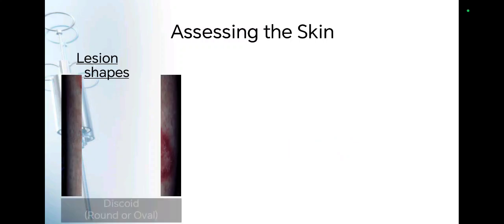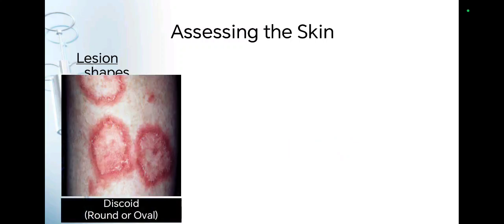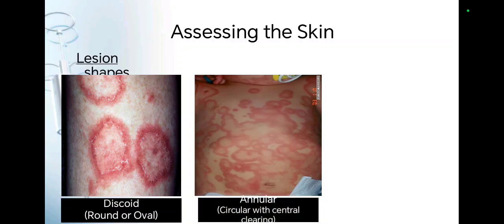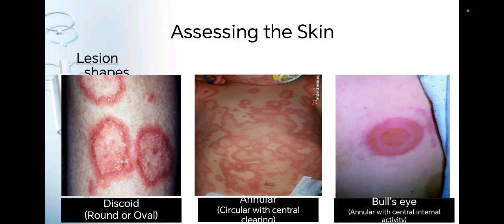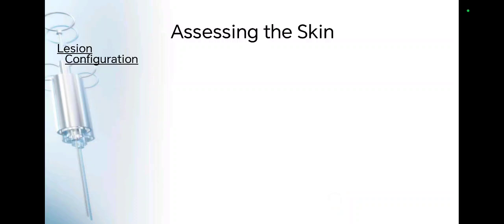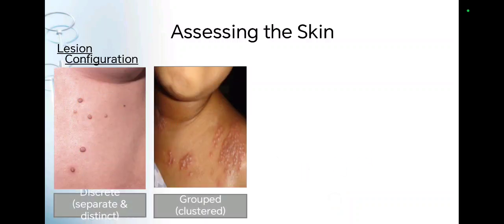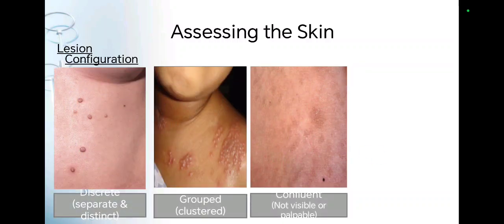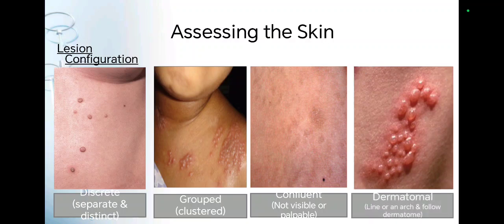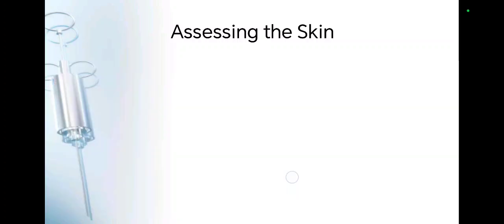Now we have here different lesion shapes that we can observe from the skin of our patients. We have the discoid or round or oval. It is the annular or circular with central clearing. We have your bullseye, so annular with central internal activity. So we have also the lesion configuration. The lesion can be in a discrete pattern. We have your grouped or clustered, we have your confluent, and we have your dermatomal, or in a line or an arc and follows a dermatome.